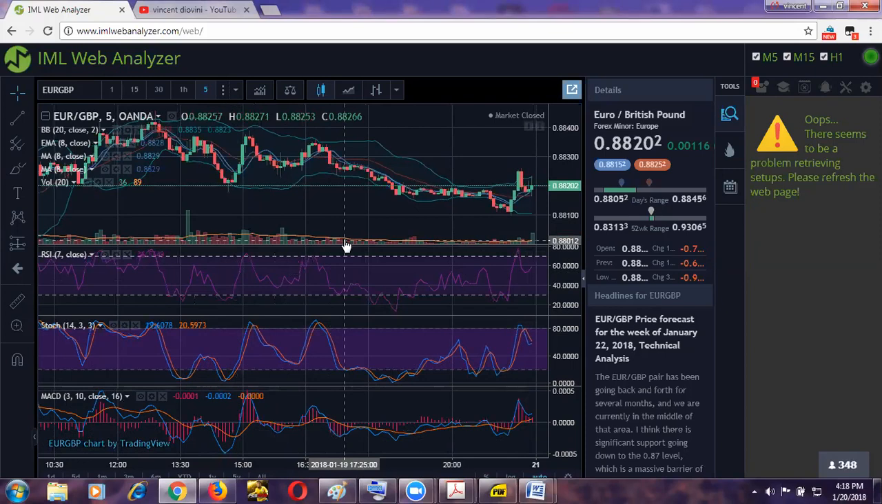Likewise for a sell, the same analysis. Just make sure that the trade meets the strategy. If it doesn't meet the pattern, do not trade.